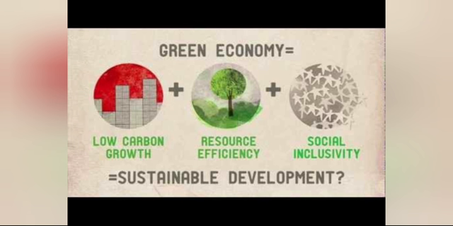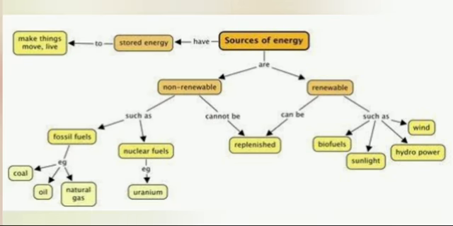The next important agenda, sustainability. Sustainability means maintaining and supporting the resources of the world where we live in to preserve it for the future generation. Can you see the three factors where you can get the green economy? So this flow chart shows different sources of energy. Its formation, examples, all you might have read in your previous classes.